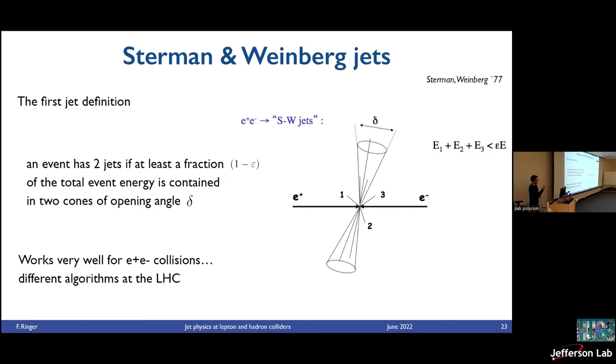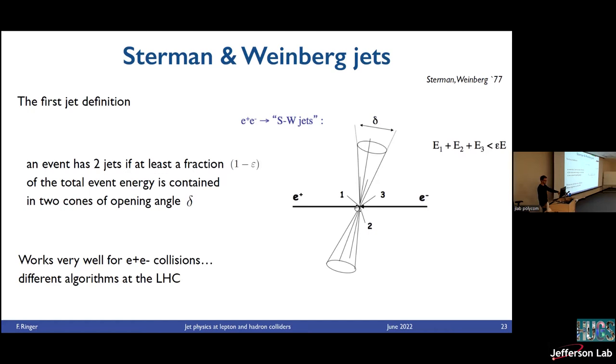What they did is what is called an exclusive jet algorithm. Exclusive means that we want to have events that have specifically two jets, right? And so as you can already imagine, that will not work so well for the LHC, and also not for RHIC or EIC. In some cases, it does work. And as I mentioned, people work on this still, but it's particularly well suited for e+ e- collisions.